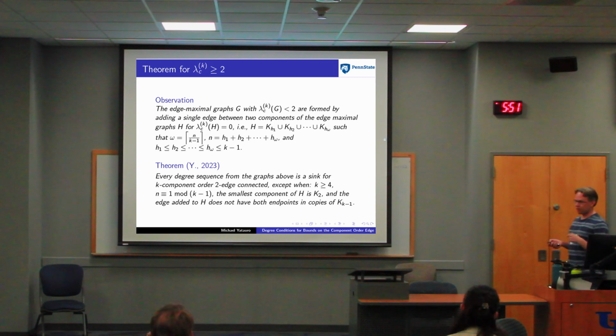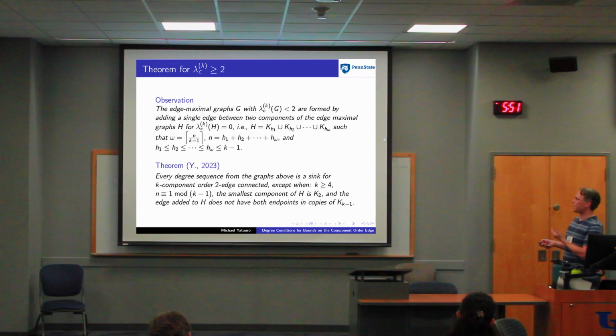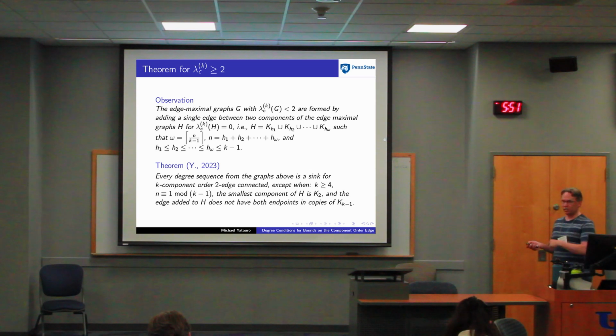All of them are the graphical sequences you want to block, except for this one special instance. K is at least 4, n has a remainder of 1 mod k minus 1. The smallest component in this collection of complete graphs is a K2, and the edge added to H does not have both endpoints in copies of K sub k minus 1, the 2 largest. So as long as you're not in this special case, you've got a sink, make the conditions that block it, put those into your best monotone theorem.